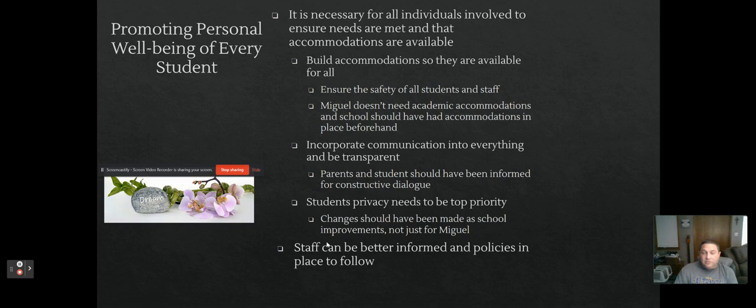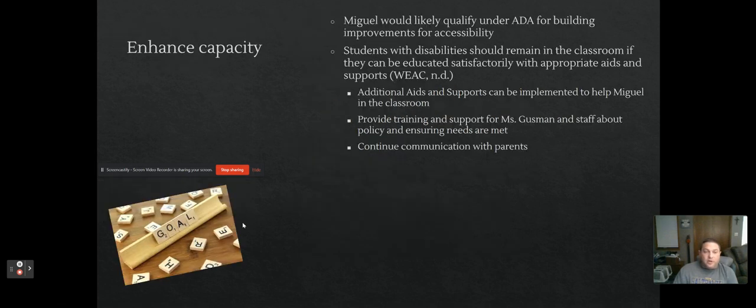We need to have communication, be transparent. Parents need to be informed. I believe that all of this is involved in a healthy relationship and healthy mental well-being of the student and the parents. And another thing with well-being is ensuring the privacy of the student, ensuring that these are school improvements. This isn't just for Miguel. This is for the school. But Miguel, of course, helped to spur this. ADA compliance and other issues, and that the staff can be better informed and that policies need to be in place. And all of this definitely ties into student well-being.